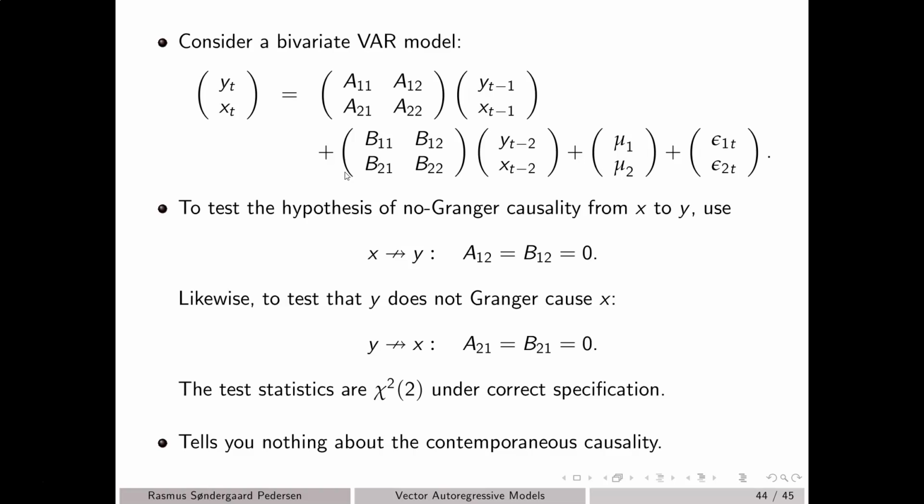We can use a likelihood ratio test or Wald test for testing such hypotheses here, and we're imposing two restrictions. So under correct model specification, we will have that the test statistics are asymptotically chi-squared distributed with 2 degrees of freedom. Note that this kind of test does not tell us anything about contemporaneous causality. So it doesn't tell us what happens to yt if there is a change in xt.